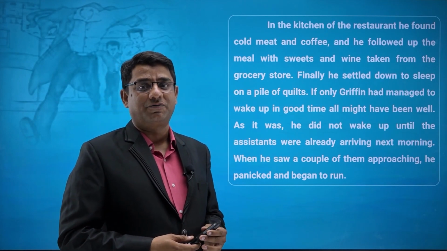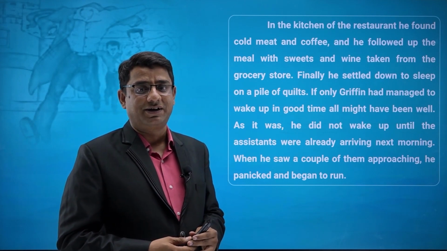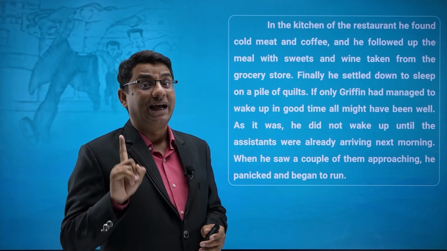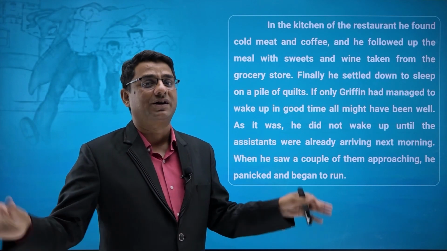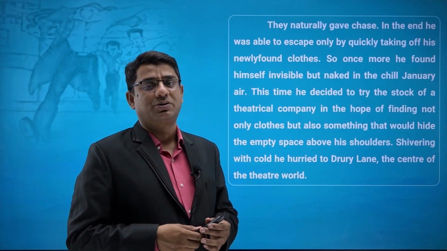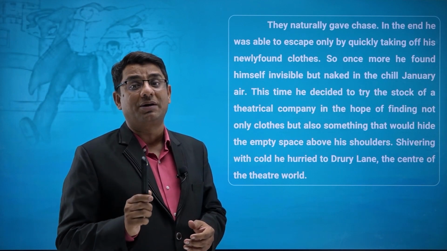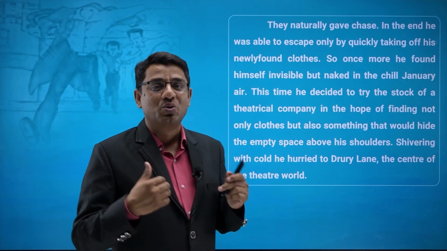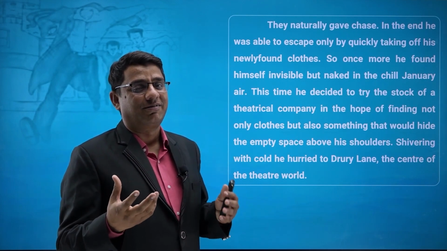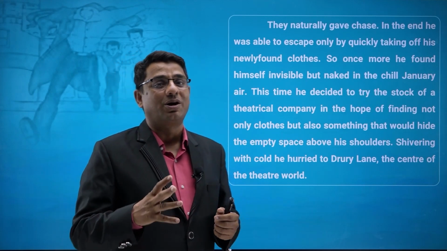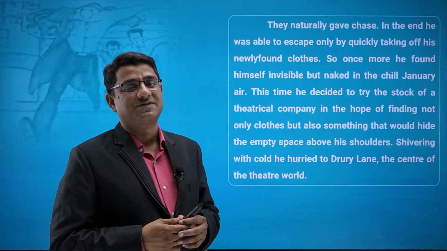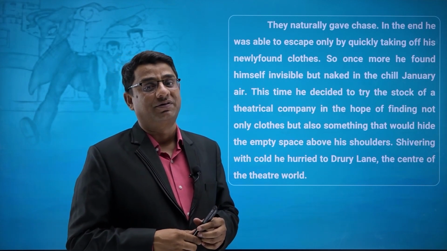As it was, he did not wake up until the assistants were already arriving next morning. When he saw a couple of them approaching, he panicked and began to run. And remember, every time Griffin is running, he is removing his clothes so that he is not seen. People cannot catch him. They naturally gave chase. In the end, he was able to escape only by quickly taking off his newly found clothes. It was midwinter, and he had just had a little relief, and then he was caught in the London store, so he had to remove all his clothes. So once more he found himself invisible but naked in the chill January air.